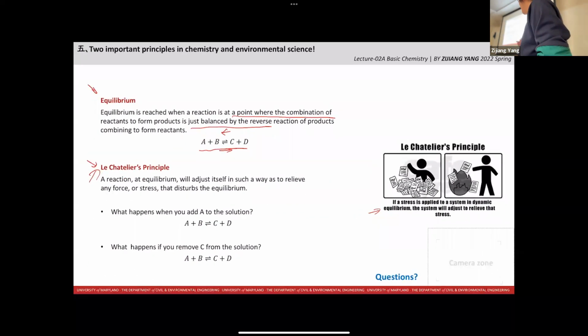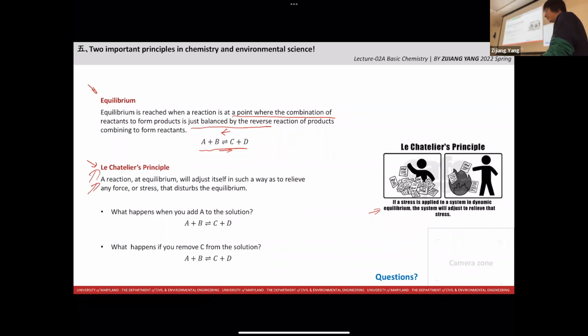But in chemistry, the explanations are pretty similar. So for a chemical reaction at equilibrium, a reaction will adjust itself in such a way to relieve any force or stress that disturbs the equilibrium. So basically, we want to just release that stress. And to be more specific, we can look at two examples.